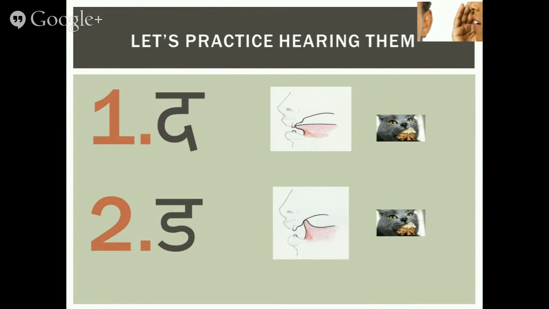Okay, now let's practice hearing the difference between the soft D sound in Hindi and the hard D sound in Hindi. So both of these are non-aspirated. So I will say one, you tell me which one it is. Da, that's number two. Da, that's number one. Da, that's number one. Da, that's number two. Da, that's number one. Da, that's number two.